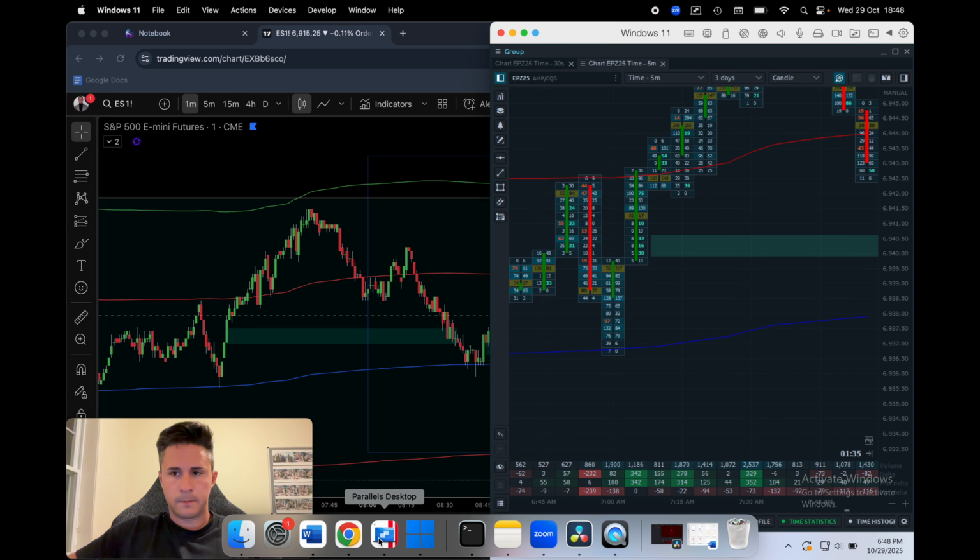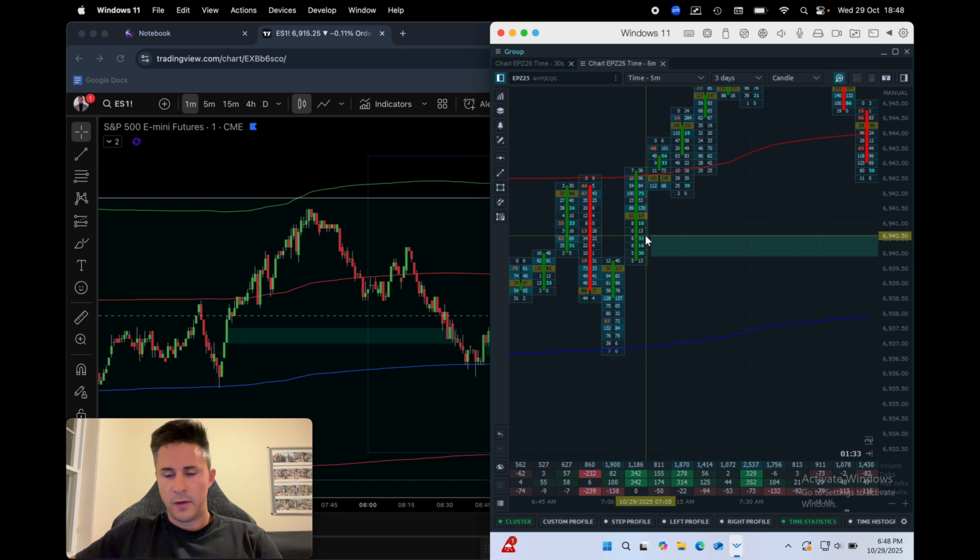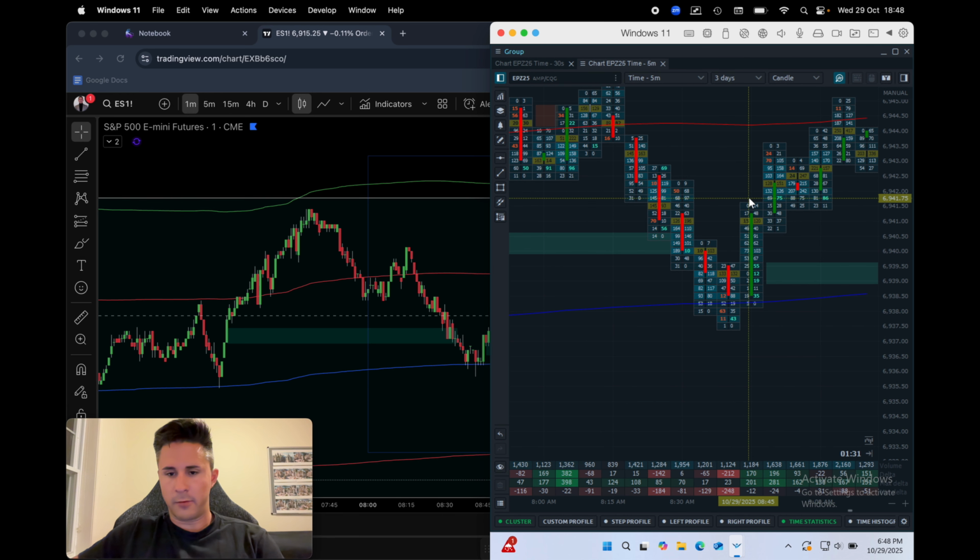Imbalance, see it here, and then you're looking for price to reach it. Boom, it reaches it. You hone in on the 1 minute. You have VWAP that might hold it. So you look, you look, you look. 8:30.